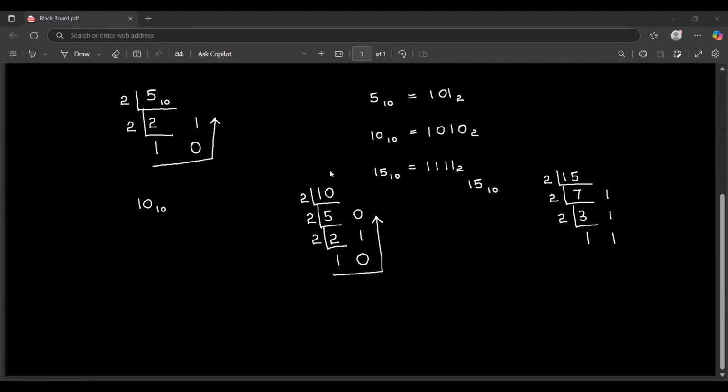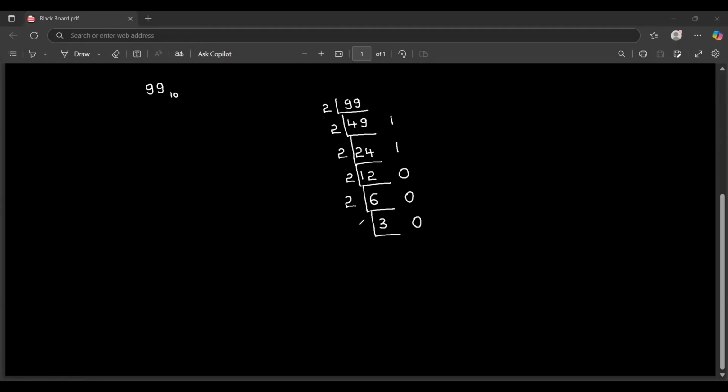Let's try some difficult ones. Let's say we have 99 to the base 10. How can we do that? Well, you can write that down. First of all, 99. If you divide it by 2, you will get 49 and remainder 1. Divide it by 2 again, it will be 24 and the remainder will be 1. Divide by 2 again, you will get 12 and the remainder will be 0. Divide again, you will get 6 and the remainder will be 0. Divide again, it will be 3 and the remainder will be 0. Now you can divide 3 by 2 again and you will get 1 and 1.